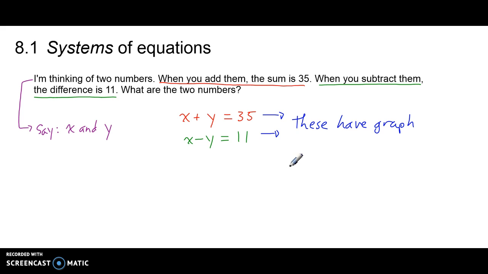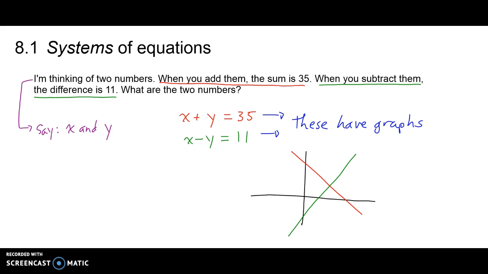So if you were to graph these, x plus y equals 35 is going to be a line looking roughly like that. It'll have an x-intercept at 35 and a y-intercept at 35. And x minus y equals 11 will be a line looking about like that. It'll have an x-intercept at 11 and a y-intercept at negative 11. But when you look at these two lines, there's something happening that should be pretty obvious and pretty important. The two lines are intersecting with each other.